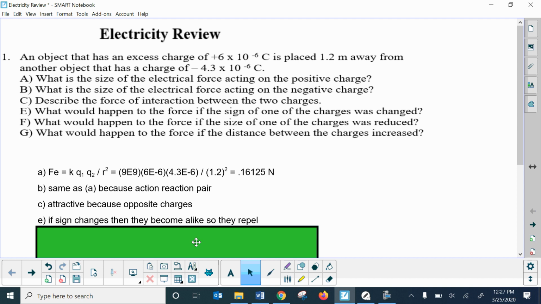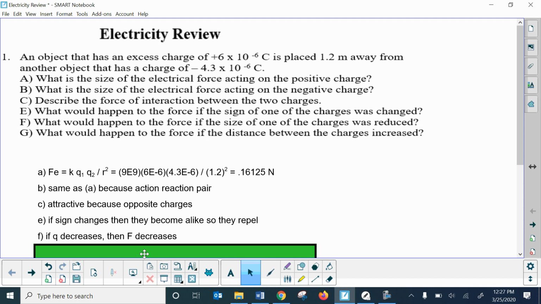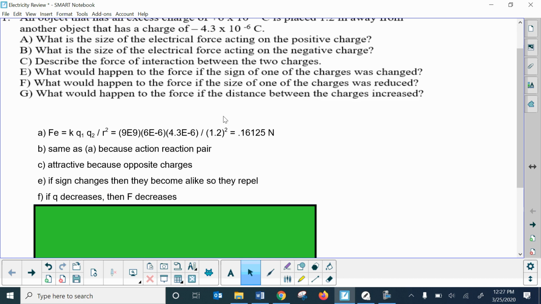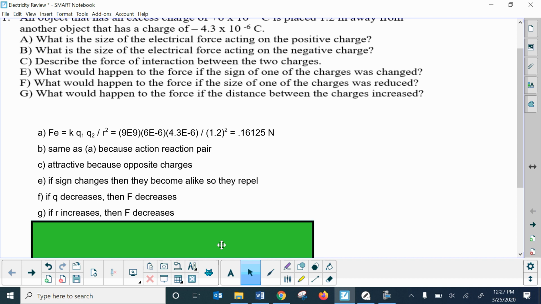F and G are asking about what's going to happen to the amount of force, or the size of the force, if the charges were reduced. So if the numbers got smaller here in Q, then the force gets smaller because less charge means less force. And then finally, if the distance was going to get bigger, so you spread the charges out more, then the R value increases and then the force decreases. So that's the first problem. So hopefully that was good for that one.